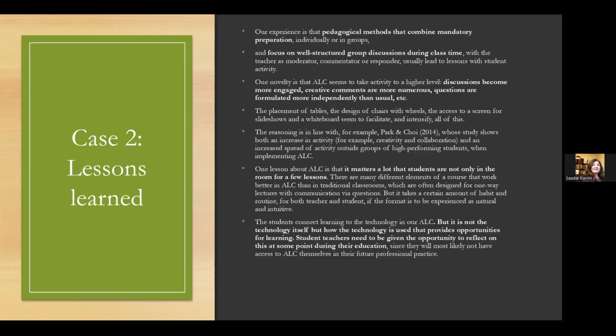as natural and intuitive. The students connect learning to the technology in our ALC, but it's not the technology itself, but how the technology is used that provides opportunities for learning. Student teachers need to be given the opportunity to reflect on this at some point during their education, since they will most likely not have access to ALC themselves in their future professional practice.